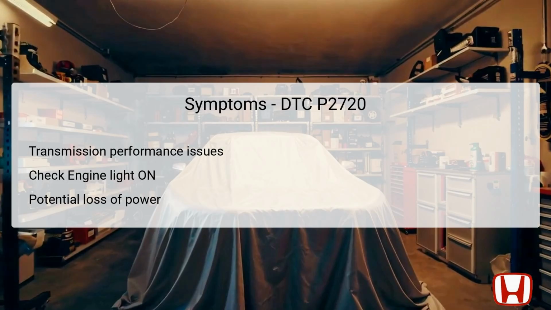A primary symptom includes erratic or poor transmission performance, which may be easily noticeable during driving. Drivers may encounter irregular shifting or slipping gears that can lead to dissatisfaction with the vehicle's handling. Furthermore, the check engine light is likely to illuminate, signaling an issue that should be addressed. In some instances, drivers may experience a loss of power or acceleration, particularly when trying to merge or climb inclines. These symptoms warrant a thorough investigation of the electrical systems surrounding the solenoid.